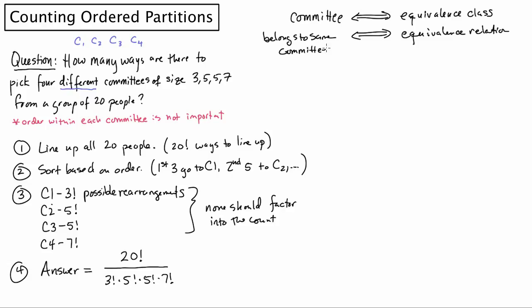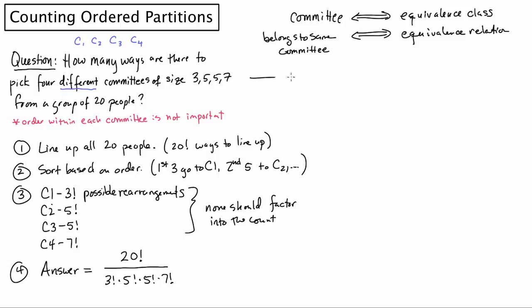So I've got a group of 20 people, and I'm going to impose the relation on them belongs to same committee. In other words, you're related to someone if you're on the same committee with that person. That then forces the committees themselves to be equivalence classes. And what we've talked about in previous videos is that the equivalence classes form a partition. And so the committees form a partition of the 20 people into groups of 3, 5, 5, and 7. And essentially what we're trying to do at this point when we count is we're trying to figure out how many different partitions are possible.